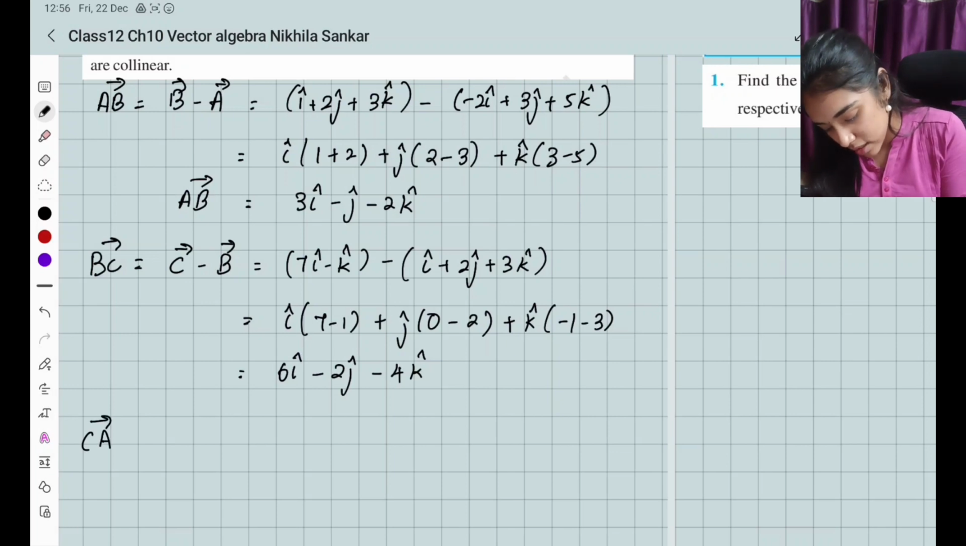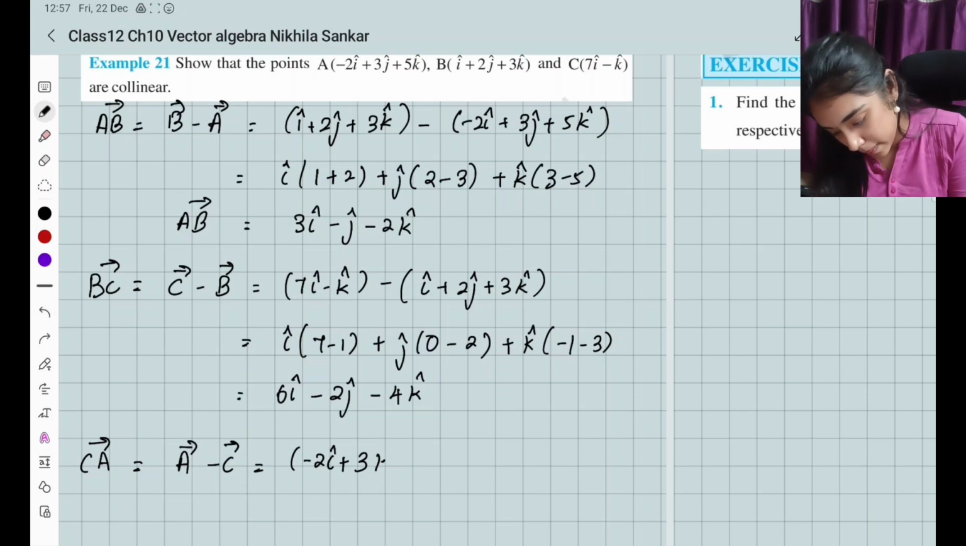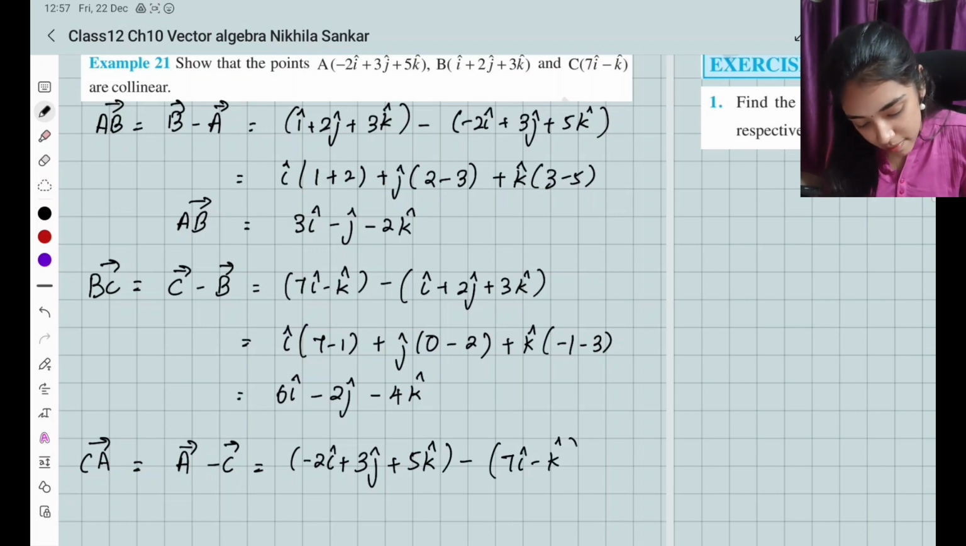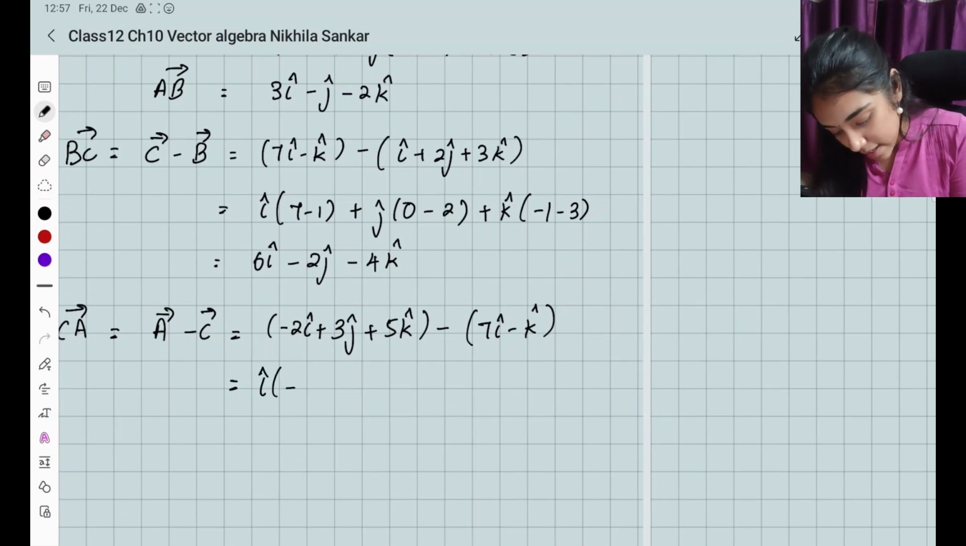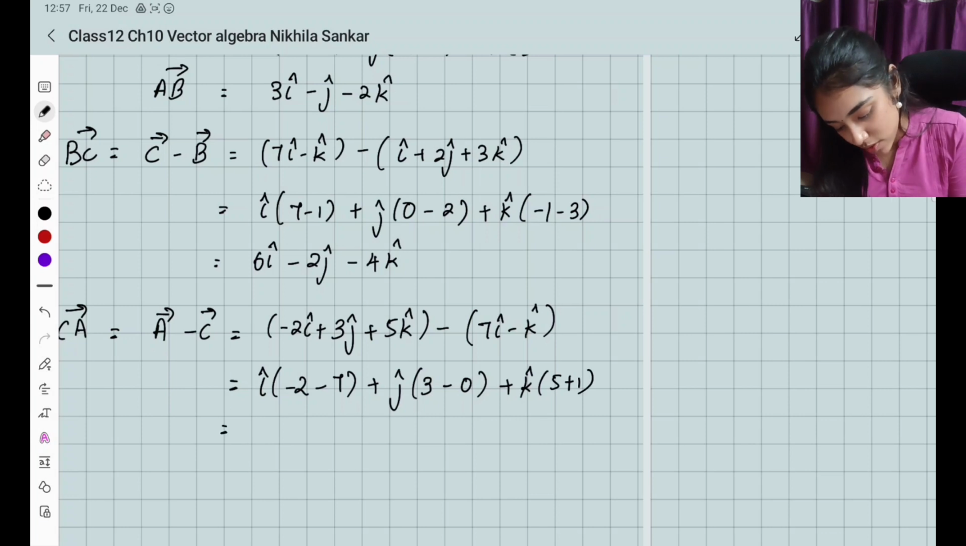Now CA is going to be A minus C. What is the value of A? A is going to be minus 2 I cap plus 3 j cap plus 5 k cap, minus C, which is 7 I cap minus k cap. When I subtract these, I cap: minus 2 minus 7, j cap taken separately: 3 minus 0, and k cap: 5 plus 1. So this is going to be minus 9 I cap plus 3 j cap plus 6 k cap.